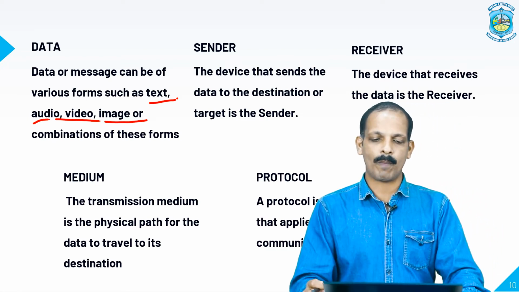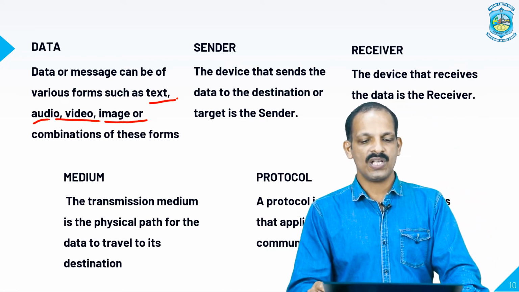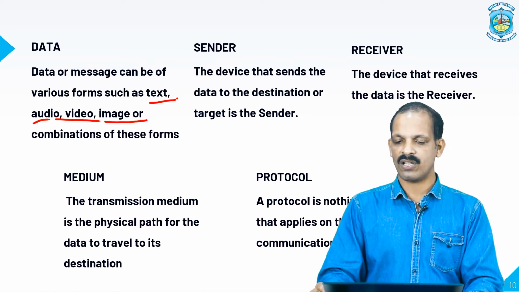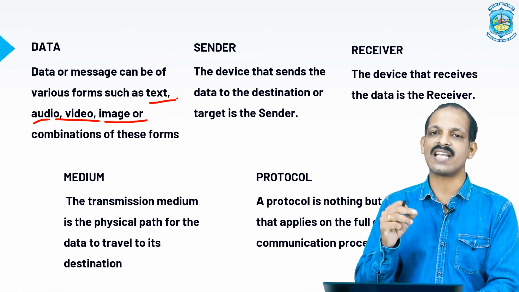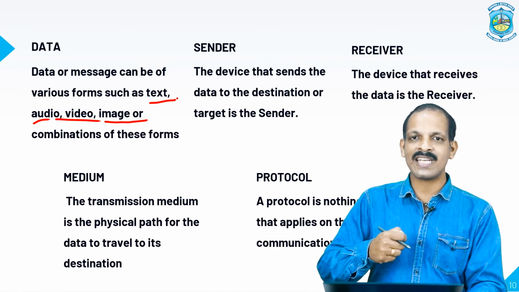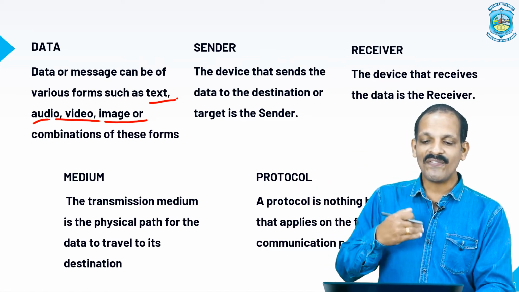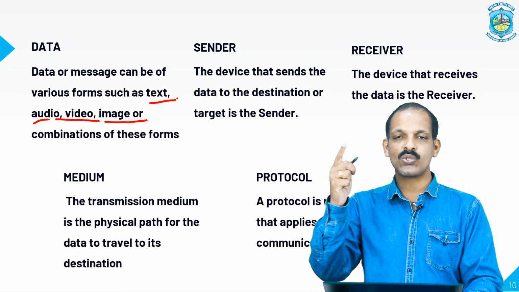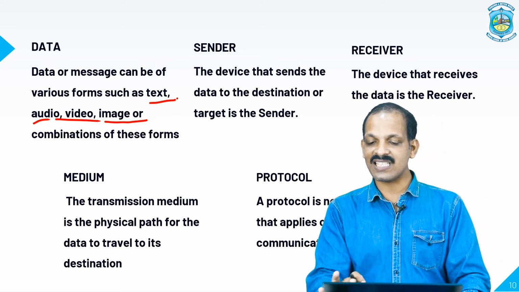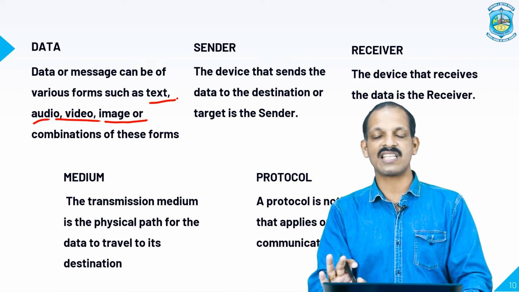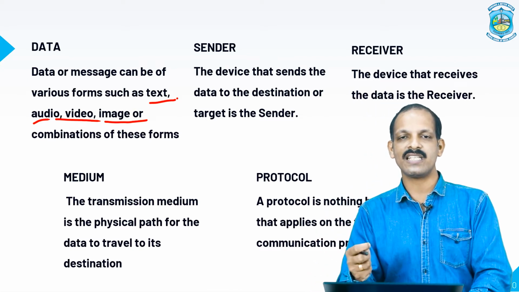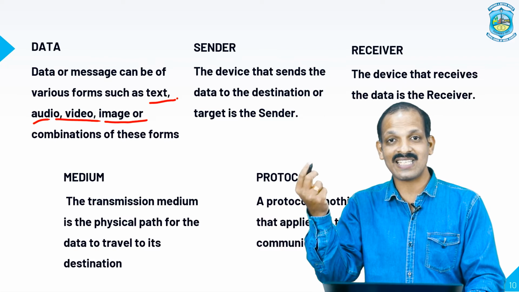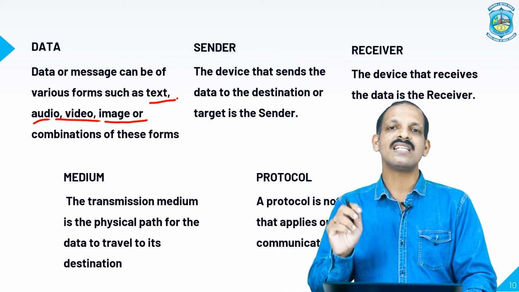The second component is the sender, the device that sends the data to the destination. That device is called the sender. For example, from my phone I am sending a message to my friend, then my phone is the sending device or sender. Then it reaches the receiver, the device that receives the data. I am sending a message, so my friend receives that message on his phone, so we can consider that digital device or that person a receiver.